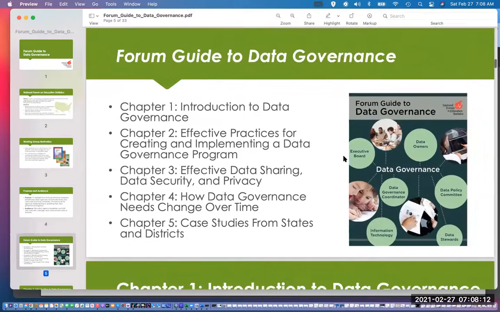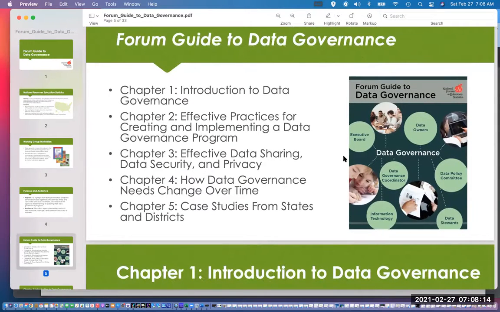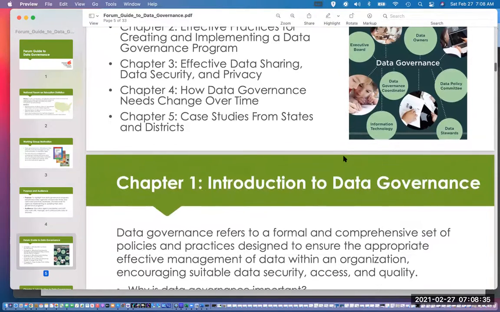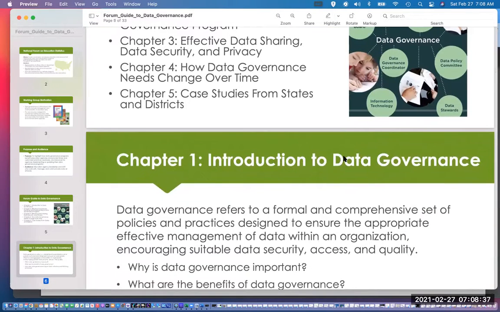Forum Guide to Data Governance. Chapter 1: Introduction to Data Governance. Chapter 2: Effective Practices for Creating and Implementing a Data Governance Program. Chapter 3: Effective Data Sharing, Data Security, and Privacy. Chapter 4: How Data Governance Needs Change Over Time. Chapter 5: Case Studies from States and Districts.